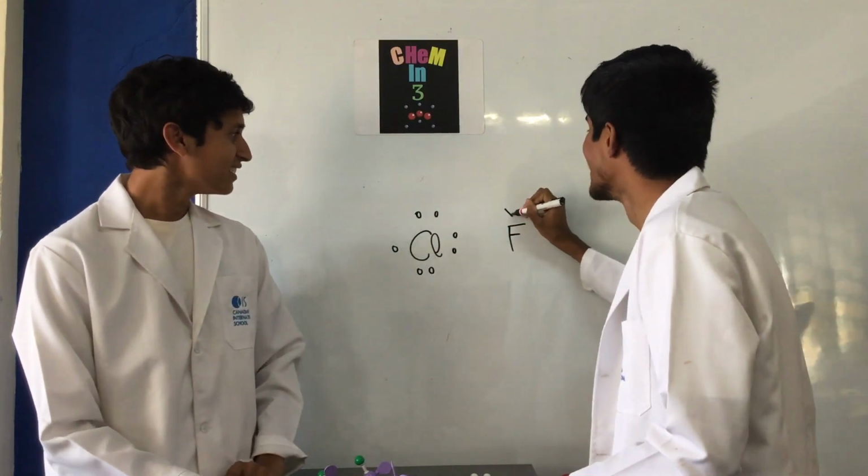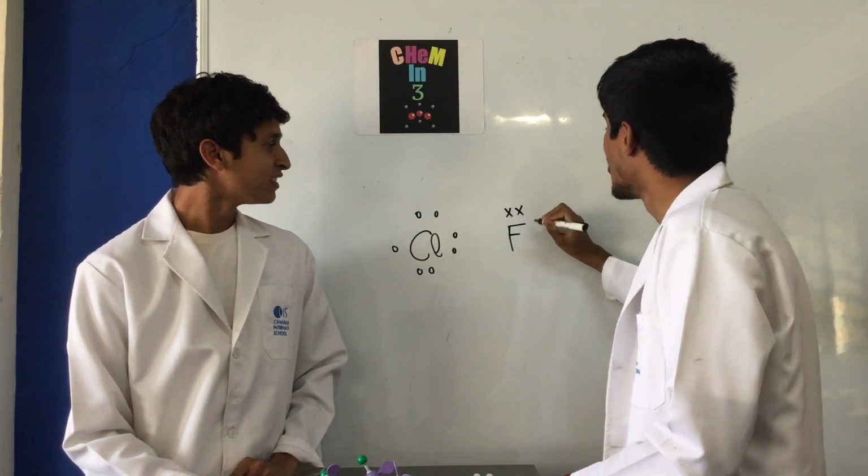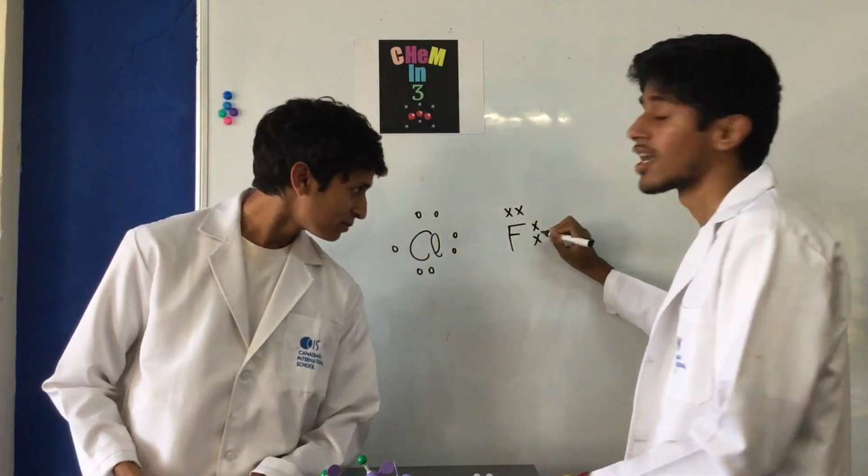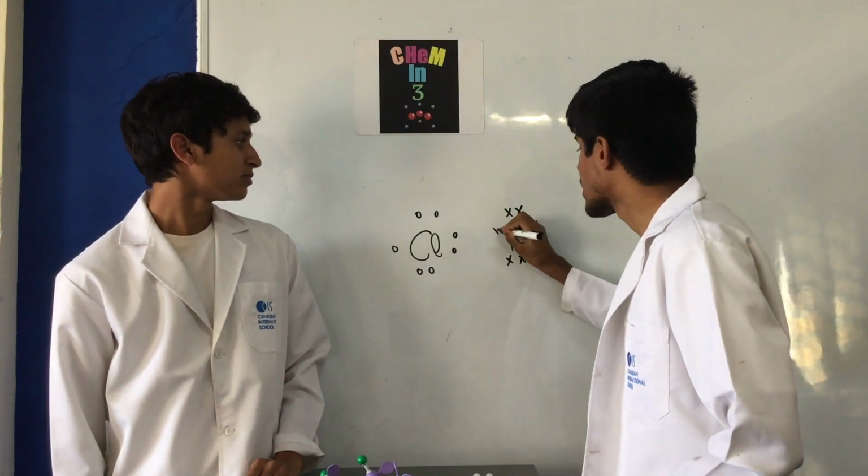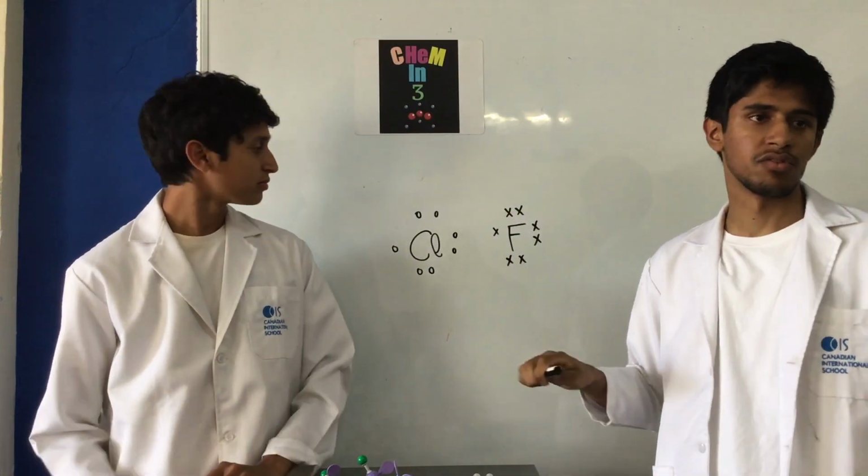Next we have fluorine. Fluorine also has 7 valence electrons in the outer shell. I'll mark it with X's so we don't get confused.